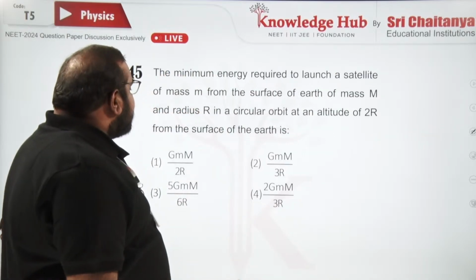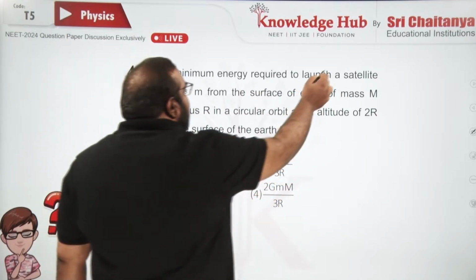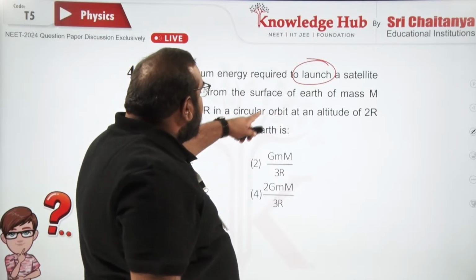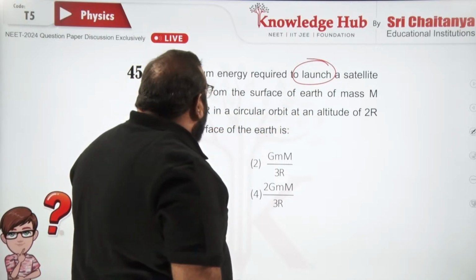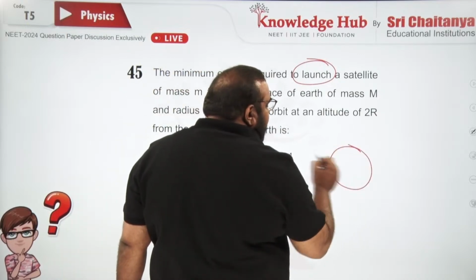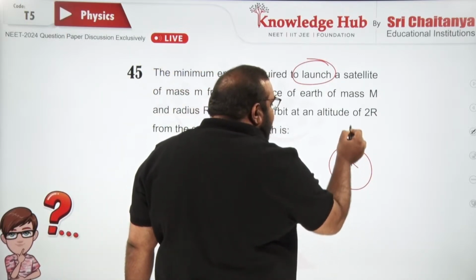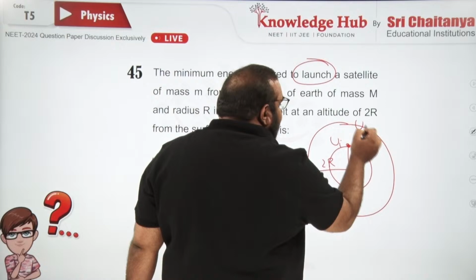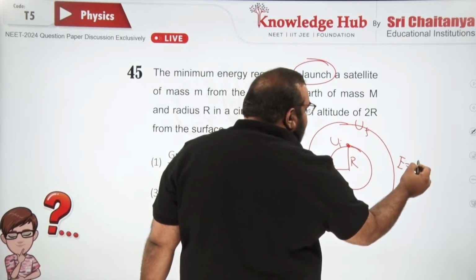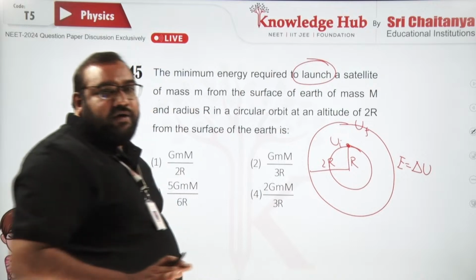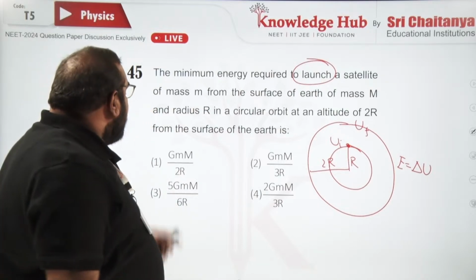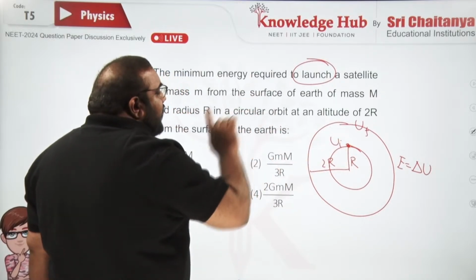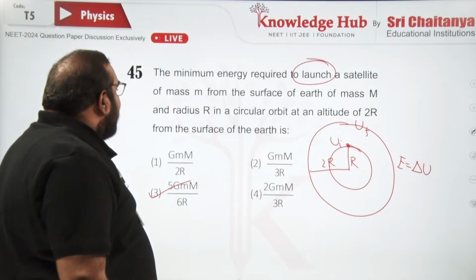Let us discuss the 45th question, the minimum energy required to launch a satellite of mass m from the surface of the earth of mass M, radius R, in a circular orbit at an altitude of 2R from the surface. Initially it is on the surface of the earth, just imagine. From here to an orbit of radius 2R, the energy required is the energy difference between the initial and final energy. That is the common mechanism for the energy concept. If you substitute the values, you will get 5 GMm by 6R.